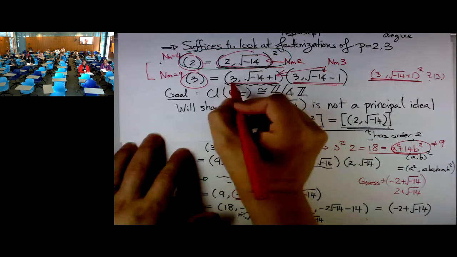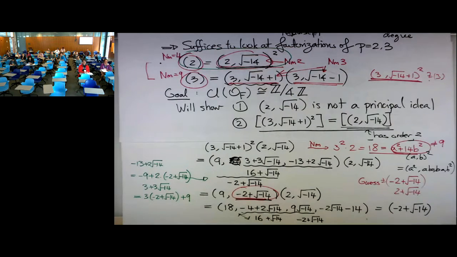Also, this one squared is not a principal ideal. So Z mod 2. That's why I was asking how. That's pretty much my question.